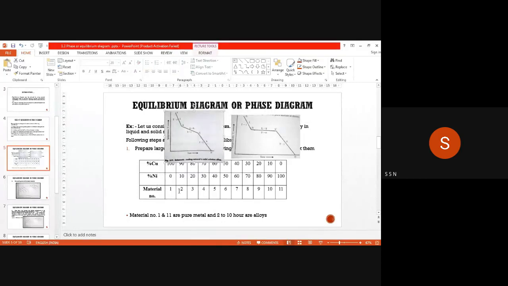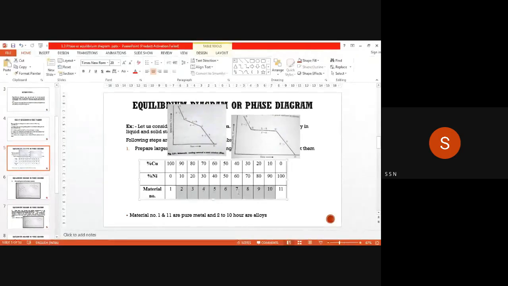Now here, reading 2 to reading 10, or material 2 to 10, are the alloys, and material 1 and material 11, these two, are the only pure metals. Material 1 is pure copper and material 11 is pure nickel. Isn't it?